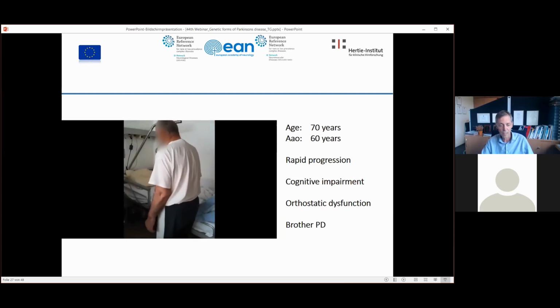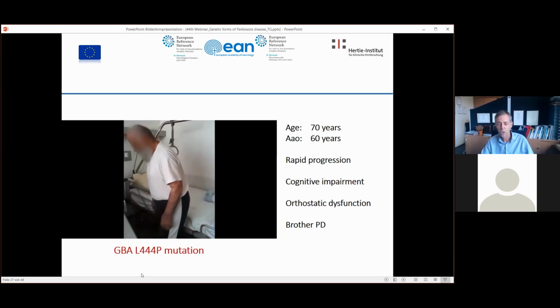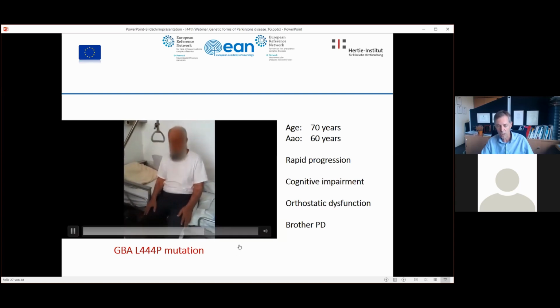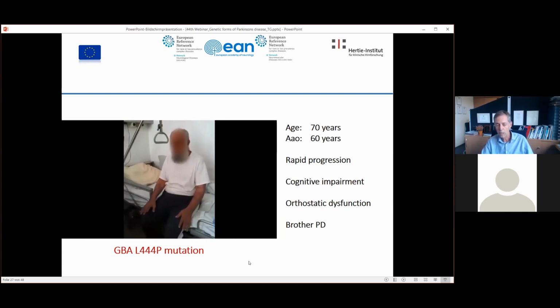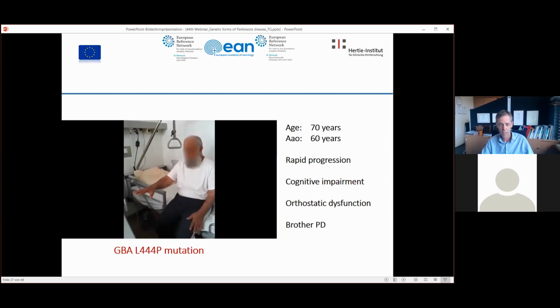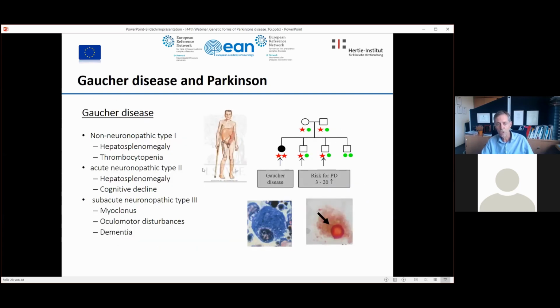We cannot discuss that now in the audience, but it's a GBA L44P mutation. It's one of the severe glucocerebrosidase GBA mutations. Now, GBA is a gene that actually causes Gaucher's disease if it's homozygous, if both genes are mutated, but it increases the risk for Parkinson's disease by a factor of 3 for the mild mutations, up to 15 or 20 for the severe mutations. So that's one of those risk factors that have a strong effect.